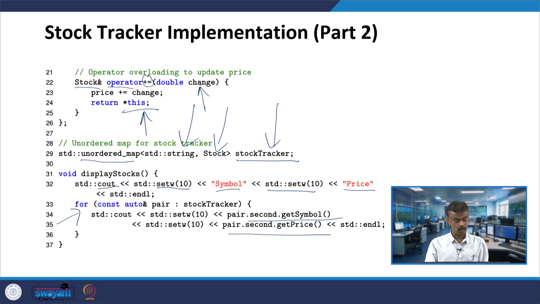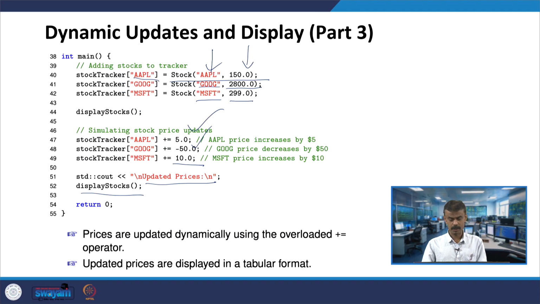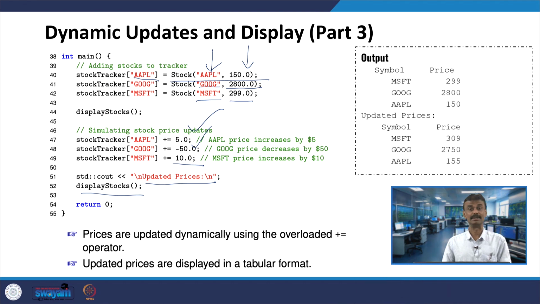So, here you go, the display stocks that you have written over here. Everything will be displayed, and in fact, it is calling the functions get symbol and get price. So, when we run the code, you can see the output like this. Since we have used the unordered map, you are getting first MSFT and Google and then Apple. And then there are some updates.